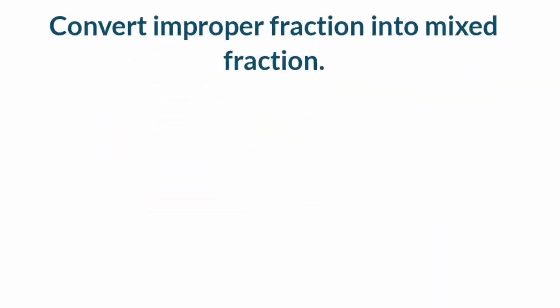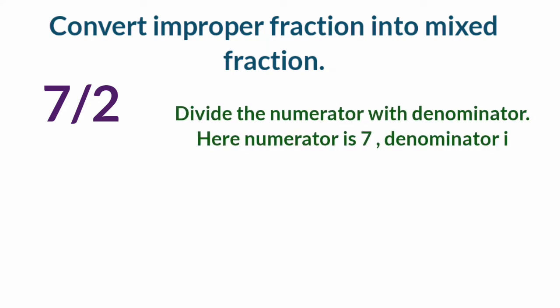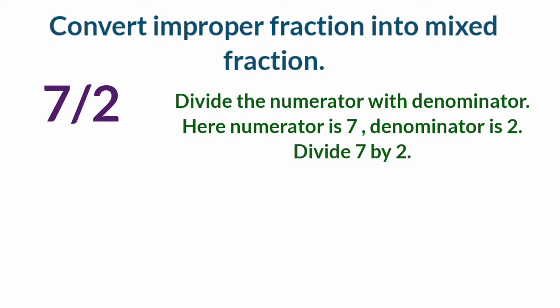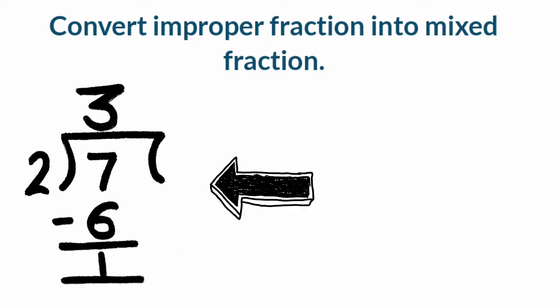Now we can get questions like converting an improper fraction into a mixed fraction. So let's take an example of 7 upon 2. First, divide the numerator by the denominator. Here the numerator is 7 and the denominator is 2. Let's divide 7 by 2. When we divide 7 by 2, the result will be like this.